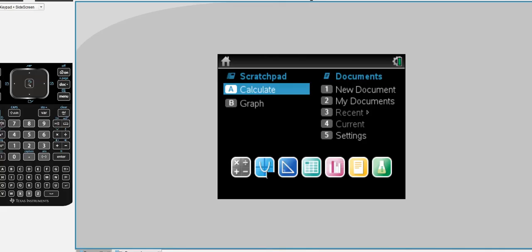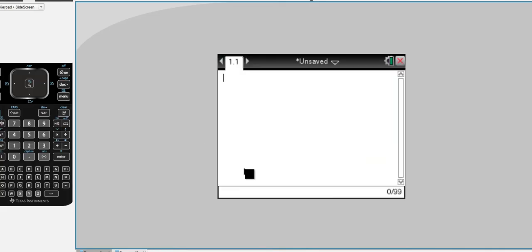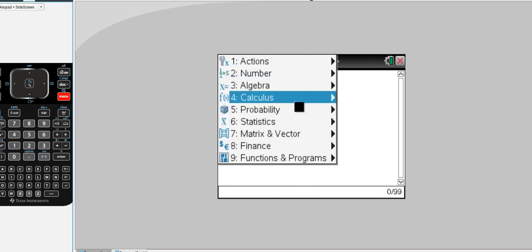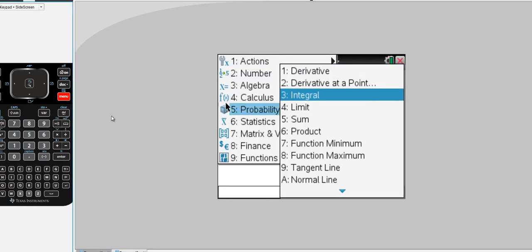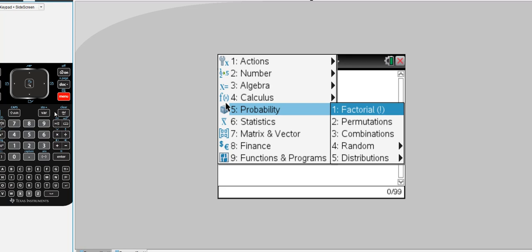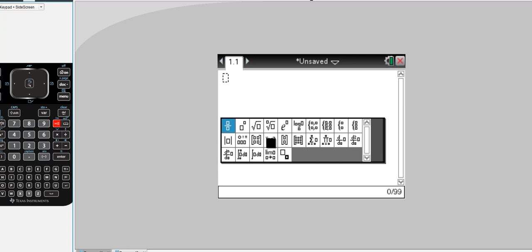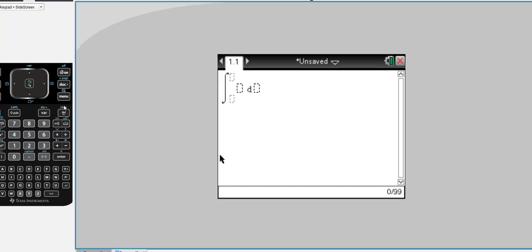So, calculator page, and then we can go into menu and calculus integral, or we can find the template button here. If we click here, we can find this integral sign with the lower and upper limit. So let's select this one, enter.